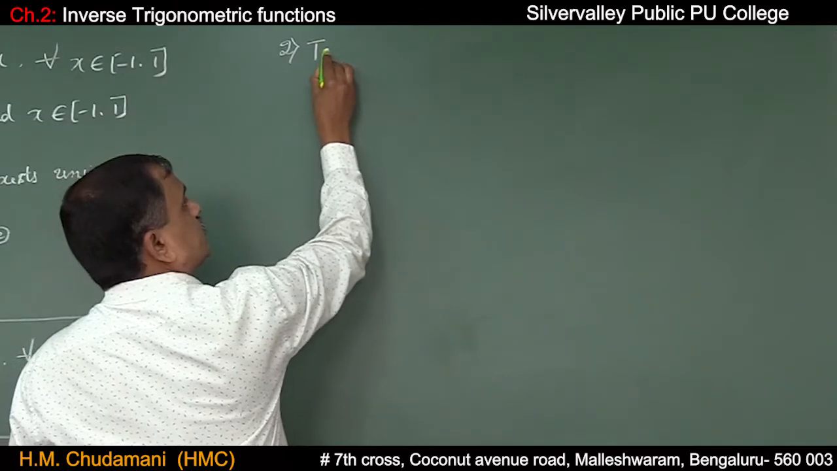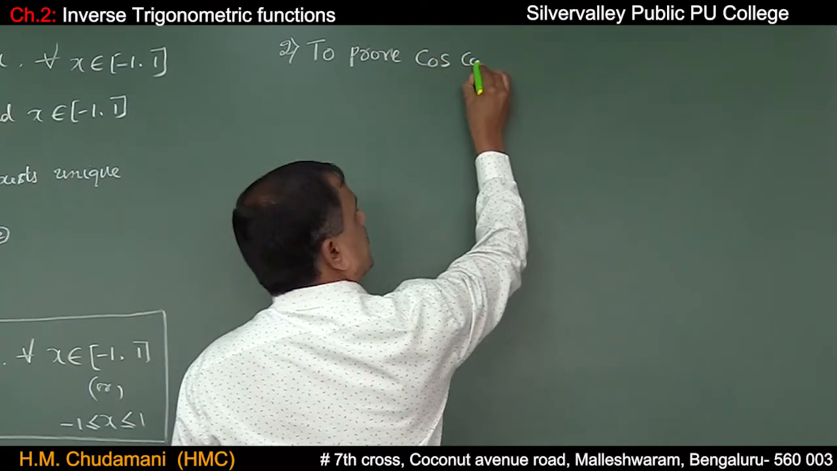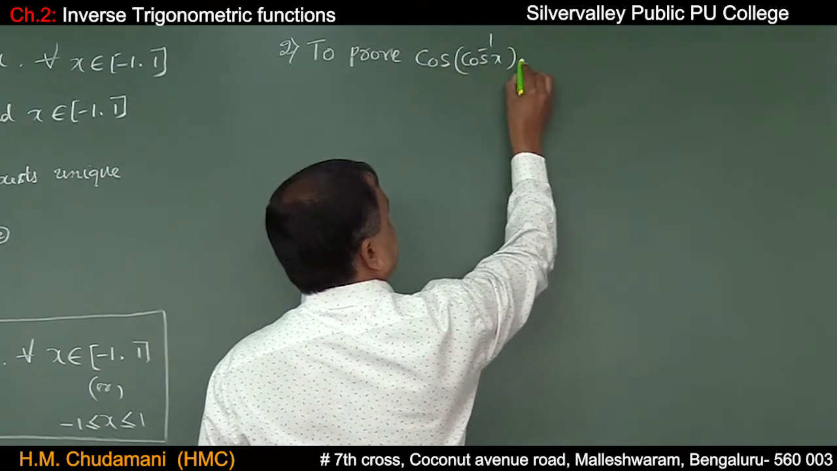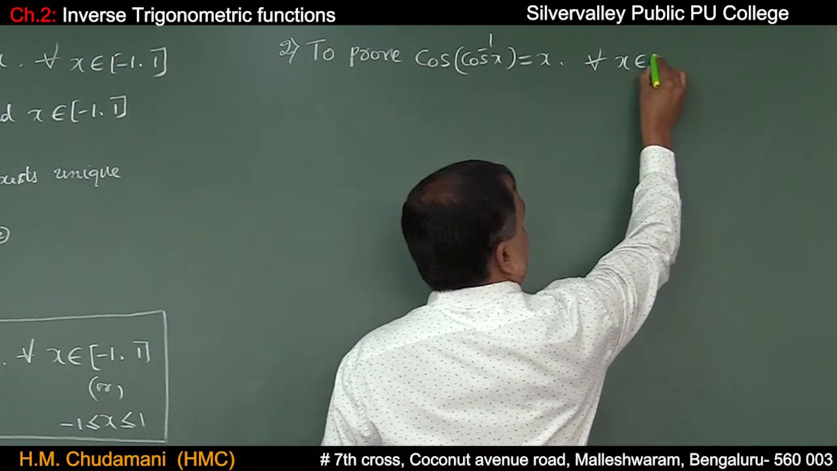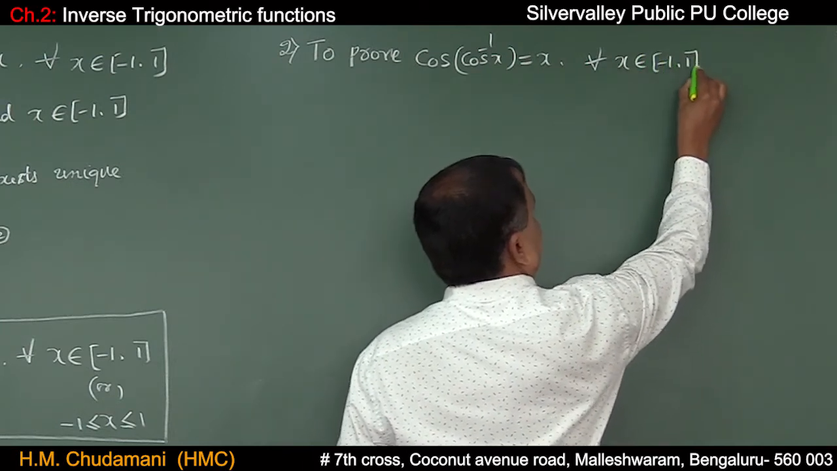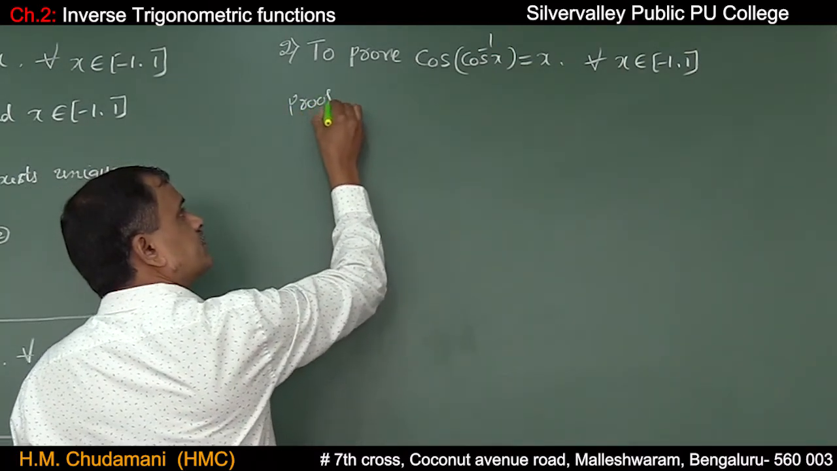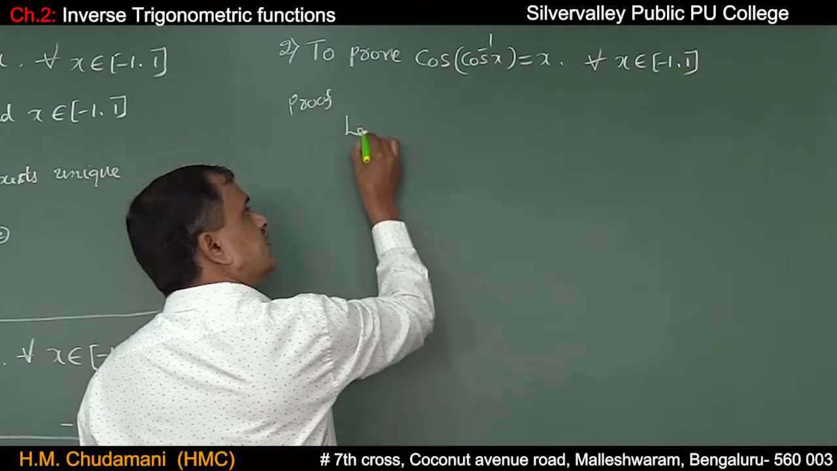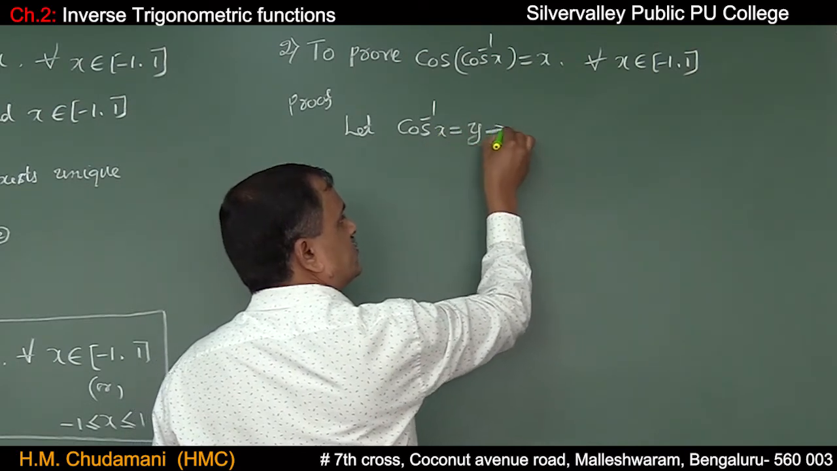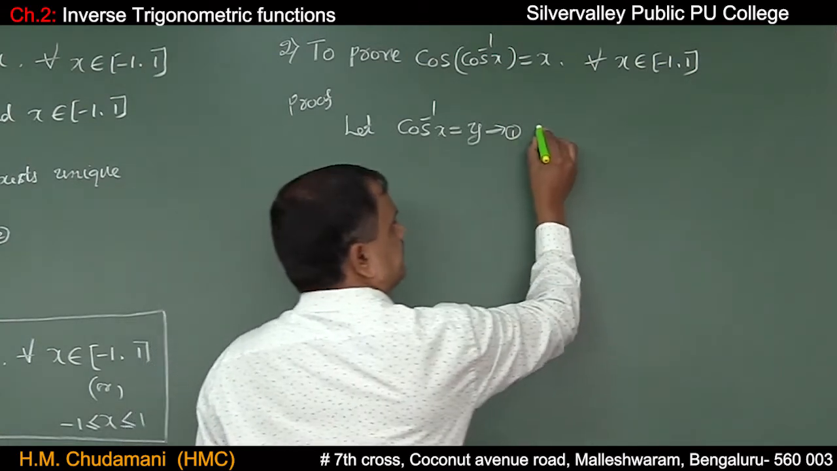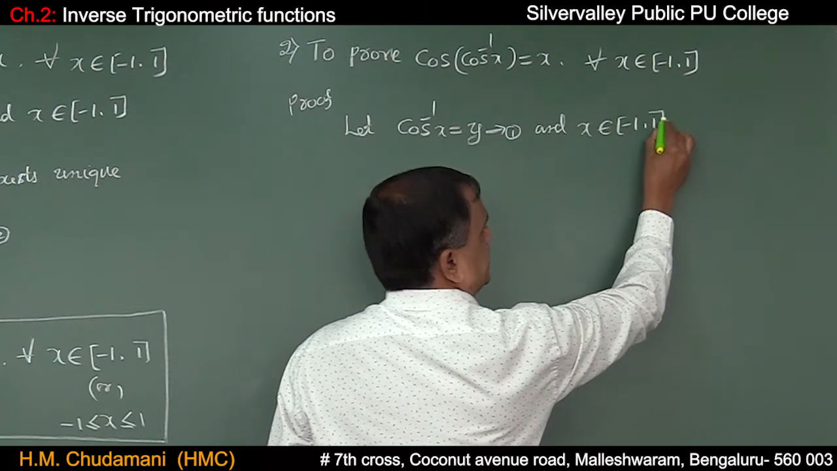To prove cos of cos inverse x is equal to x for all x belongs to the closed interval minus 1 comma plus 1. Proof. Let cos inverse x is equal to y. Say some equation 1, and x belongs to the closed interval minus 1 comma 1.